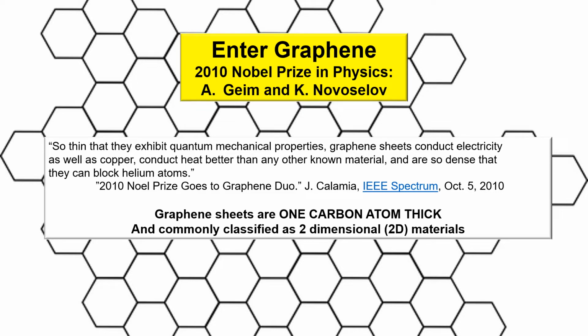So graphene sheets are one carbon atom thick and commonly classified as two-dimensional materials. In fact, you'll see the buzzword two-dimensional devices in the literature as well.